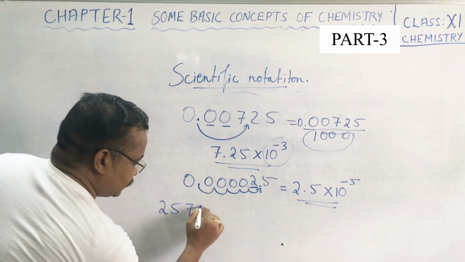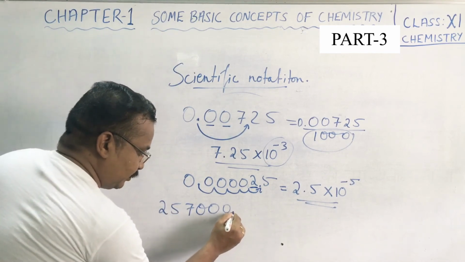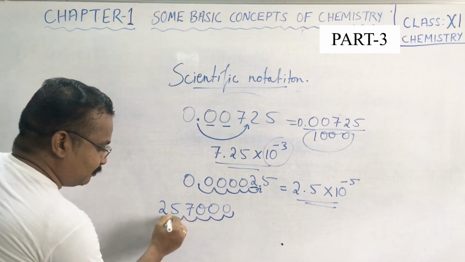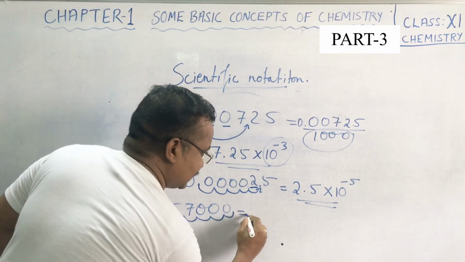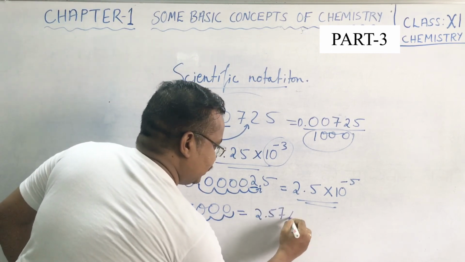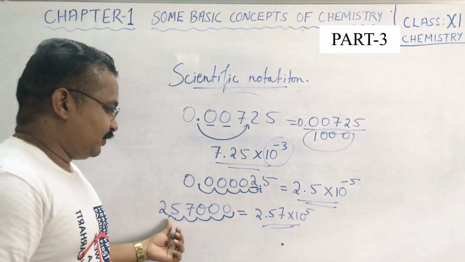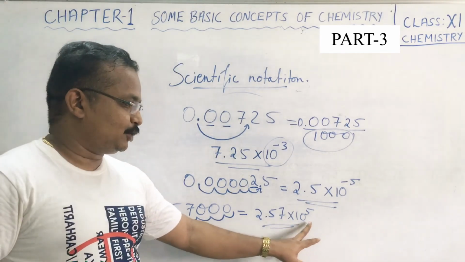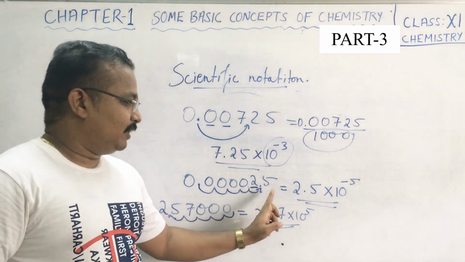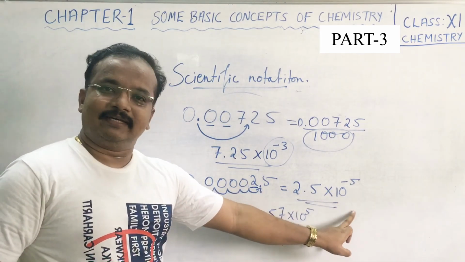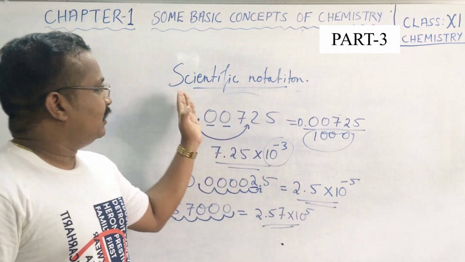Or if you have 25700, in this case what you are doing is pulling the point from the end up to here. How many places? 1, 2, 3, 4 places. So you will write it as 2.57 into 10 raised to 4. So when the point moves from the right side to the left, you write 10 raised to the power without a negative sign, and when it moves left to right, it will be a negative power. Okay, understood, children? So that is our scientific notation.